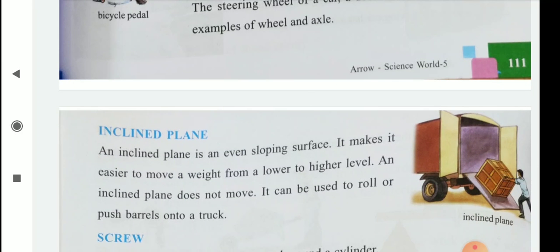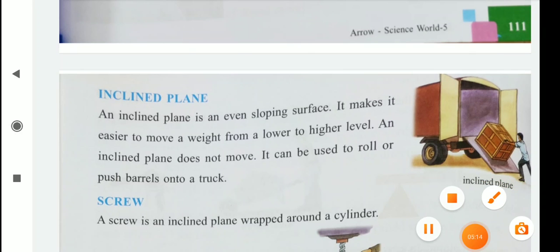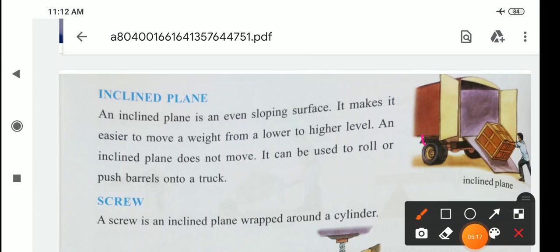An inclined plane is an even sloping surface. It makes it easier to move a weight from a lower to a higher level. An inclined plane does not move. It can be used to roll or push barrels into the truck. Here, children, you can see this is one inclined plane. A box can be easily pushed into the truck through this inclined plane.